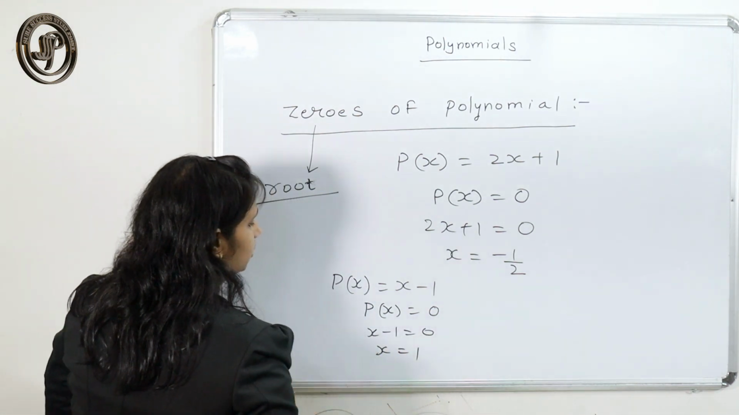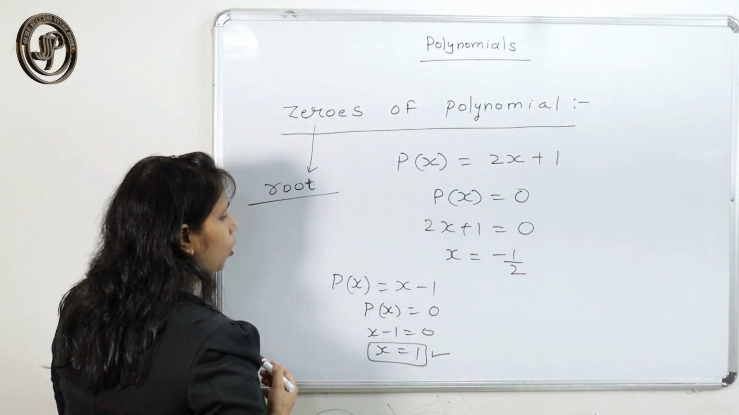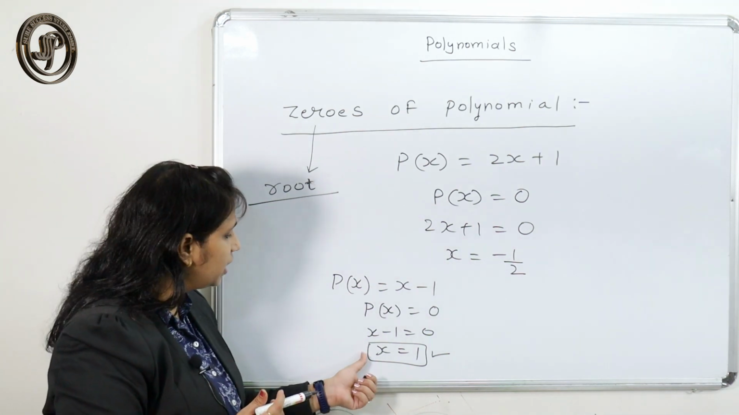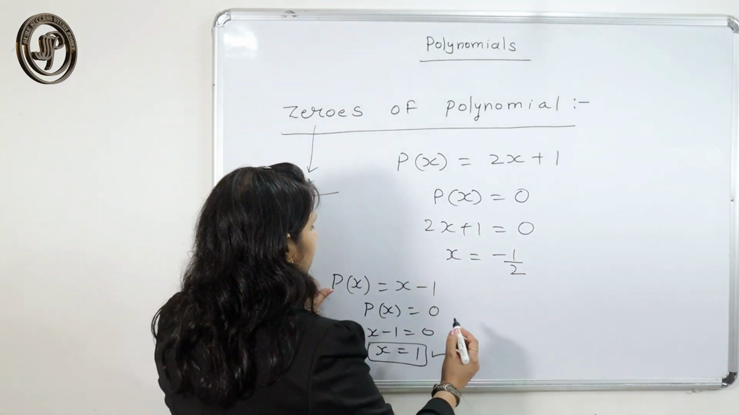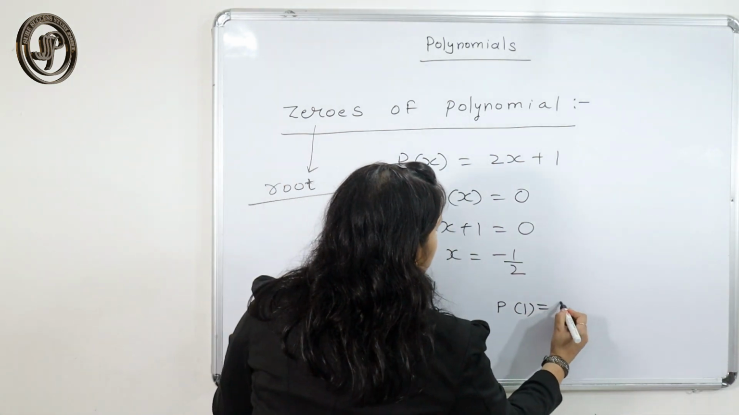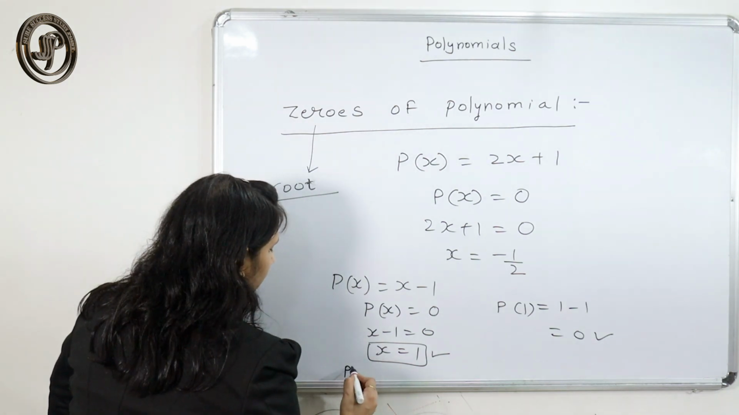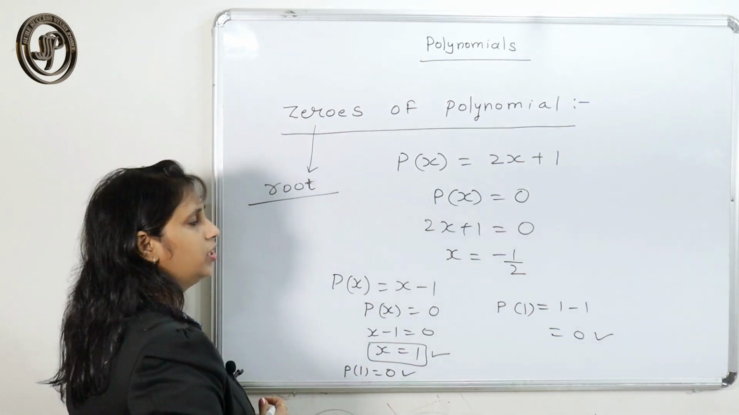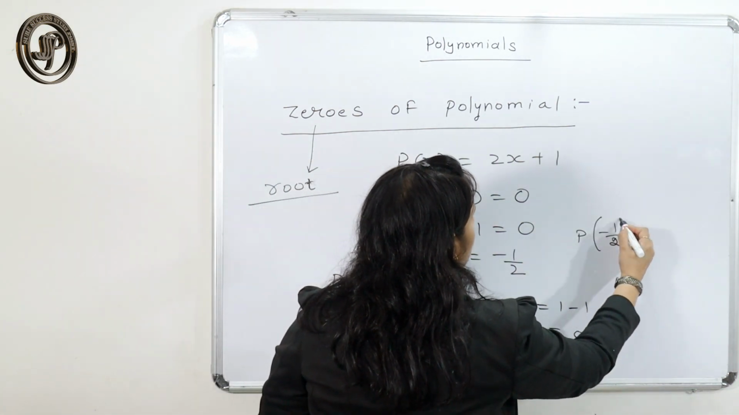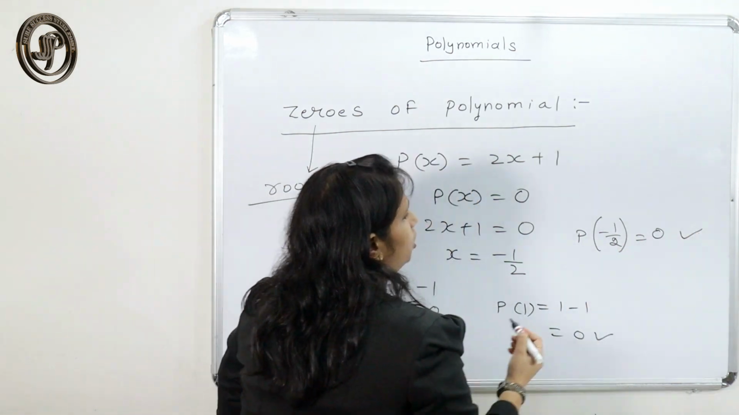So my x is equal to 1. So I'll say x equals 1 is the zero of this polynomial. This signifies that if I put x as 1, then my answer will be 0. This signifies p(1) is always 0. This signifies here in this question p(minus 1 by 2) is 0.